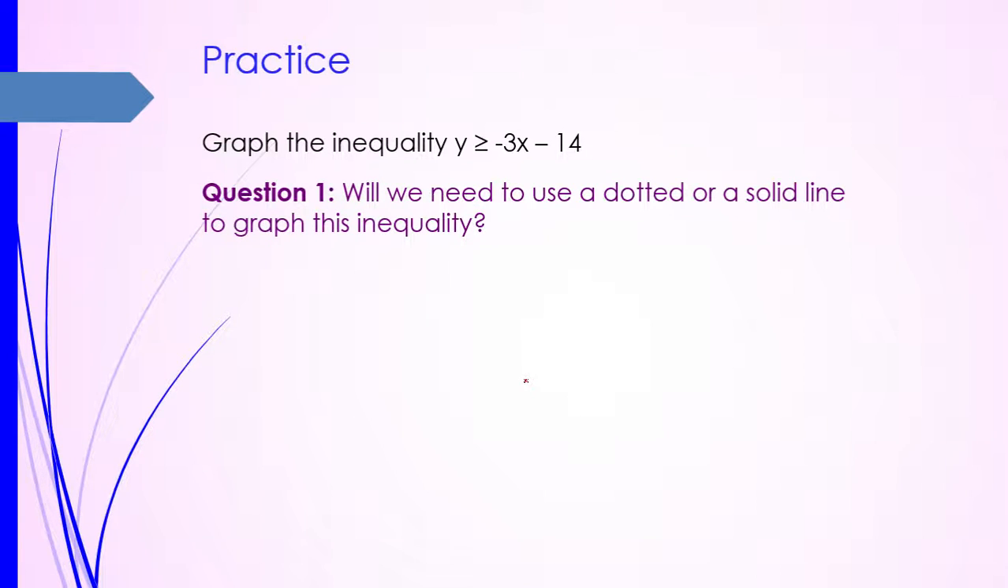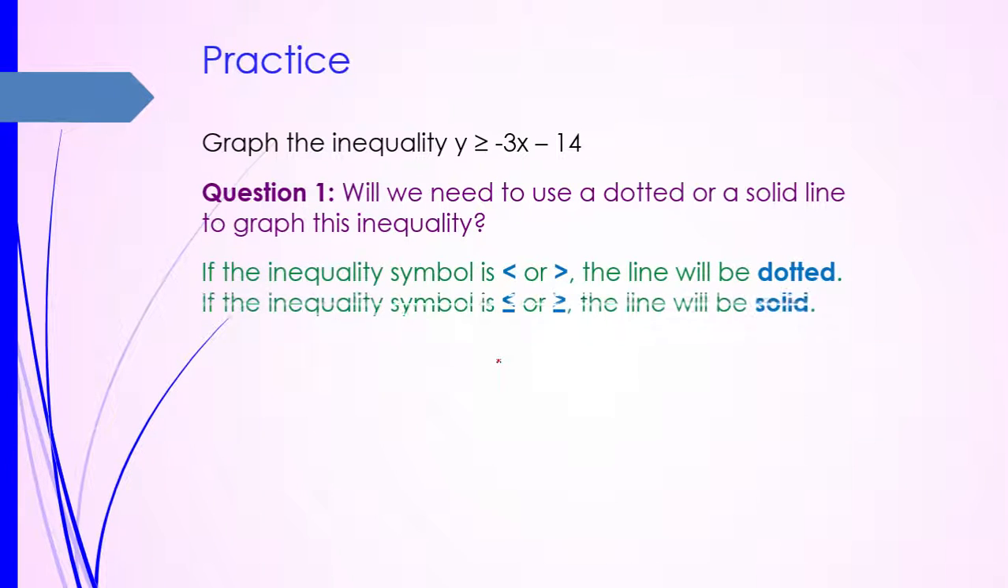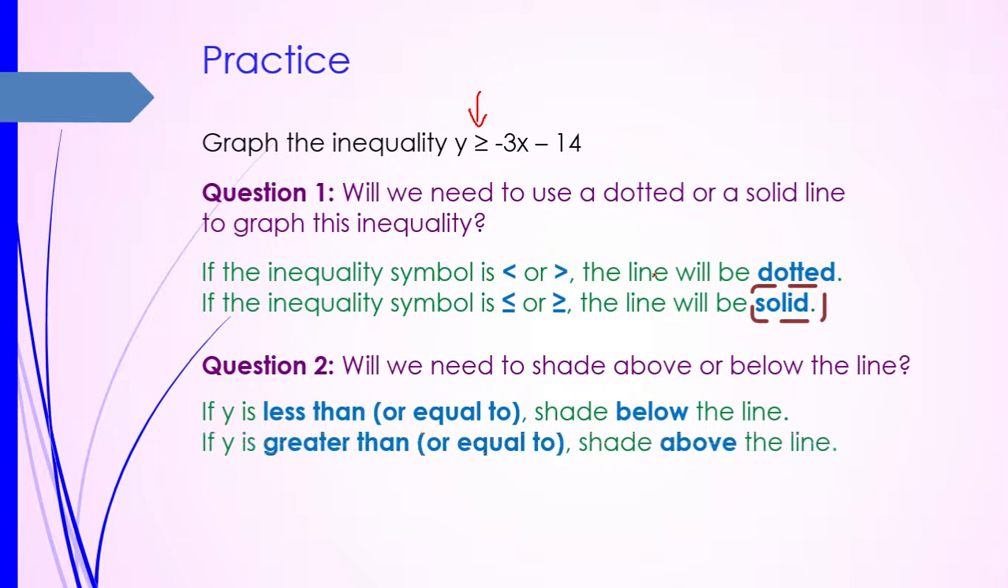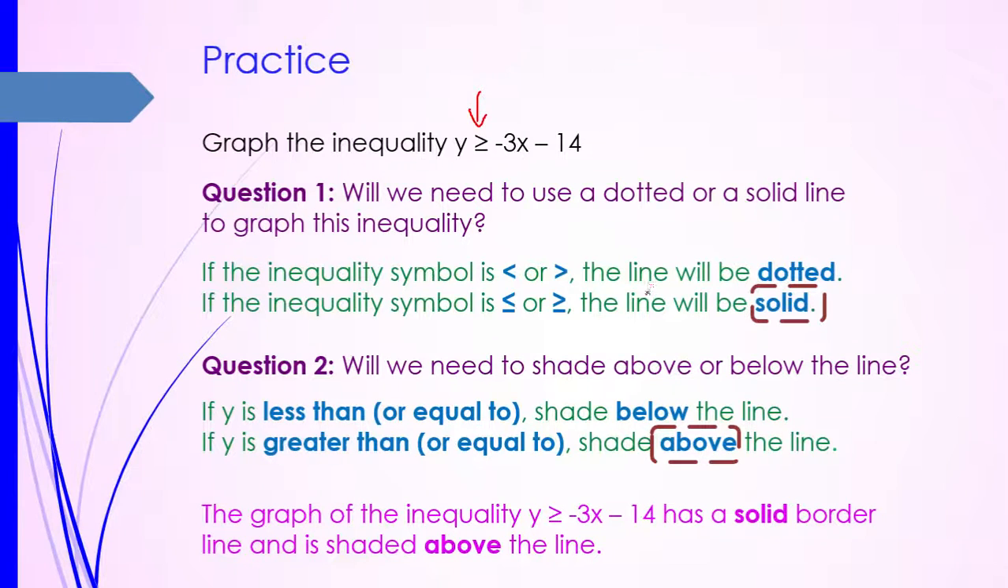Alright, question 1. Will we need to use a dotted or a solid? Well, the symbol is greater than or equal to, so we are going to use a solid line. Second question, are we shading above or below? Because it is greater than or equal to, we are going to shade above the line. So this inequality has a solid borderline and is shaded above the line.